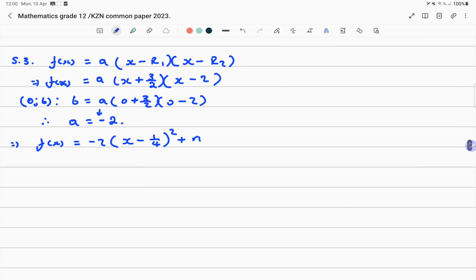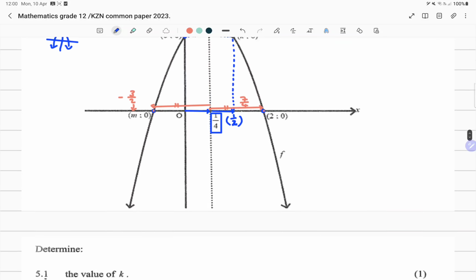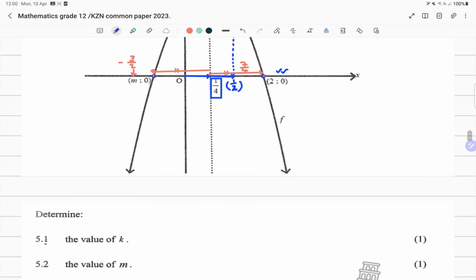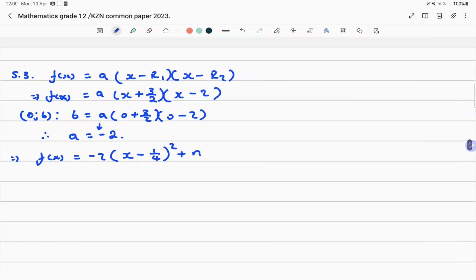Now, we can still take our lovely y-intercept, but for this sake, we can use our x-intercept, just so that we don't look to be doing the same thing. So let's say now through this point (0, 2). What is the case? We know that 2 is equal to minus 2 into (0 minus a quarter) squared plus n. Interesting. Now this tells us that we've got 2 equals, a quarter squared is 1 over 16, right? So we've got minus 2 into 1 over 16 plus n.